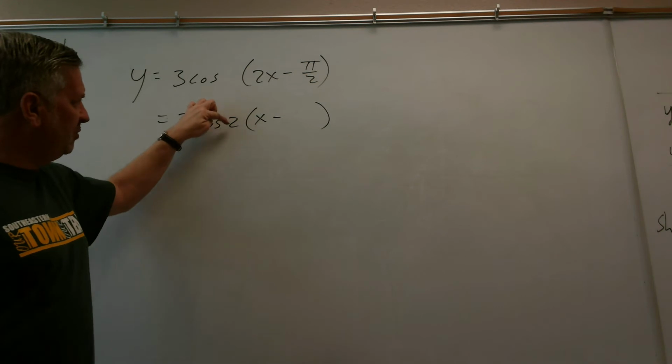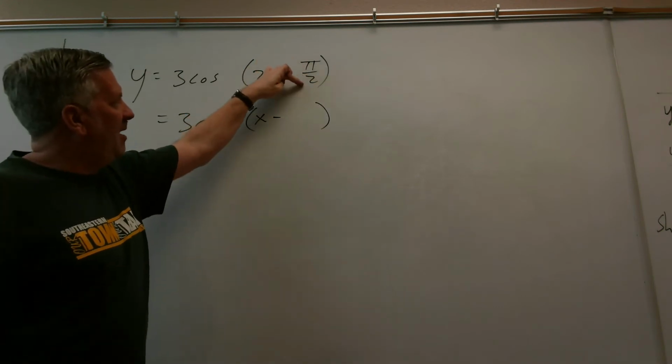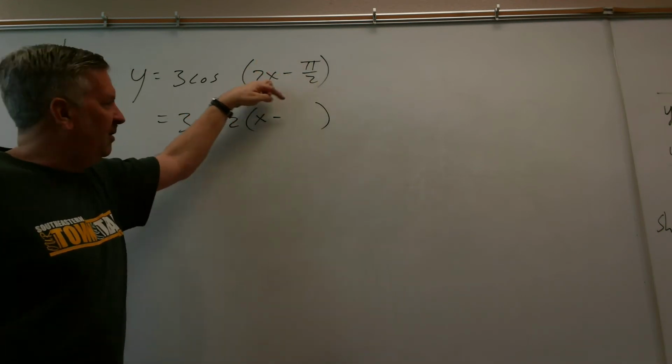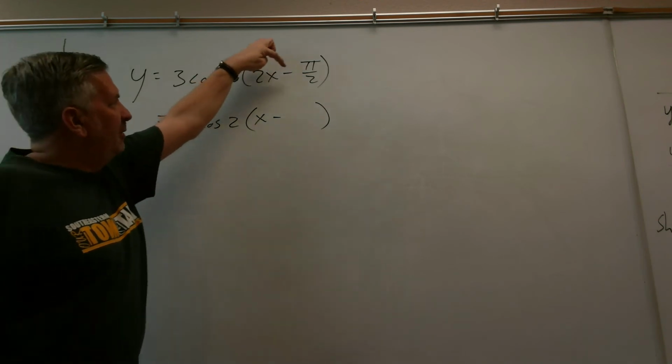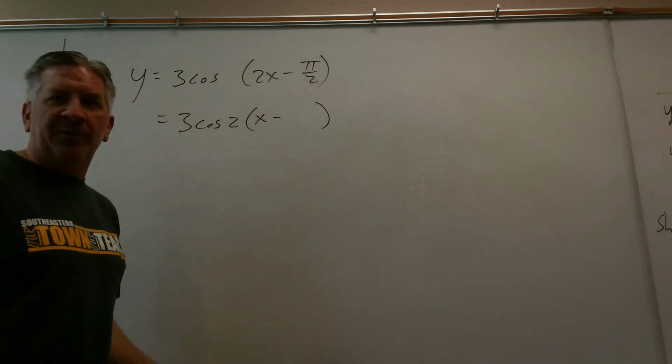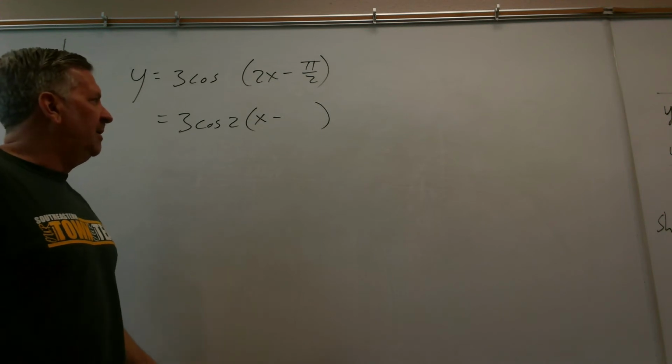This 2 is 2 over 1, and this is pi over 2. The 2 is in the denominator here. The 2 is in the numerator here. There's no 2 in the numerator to factor out. So how does that go?